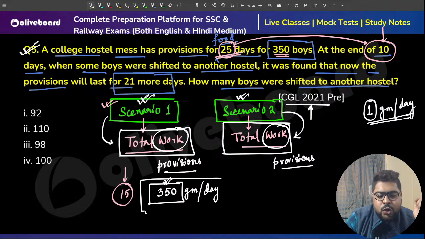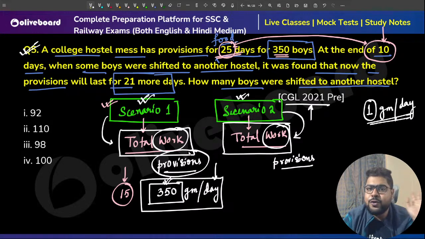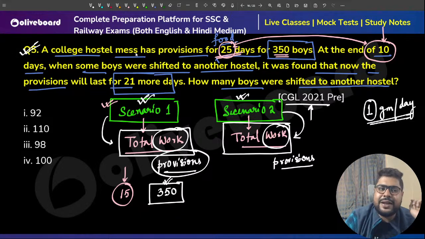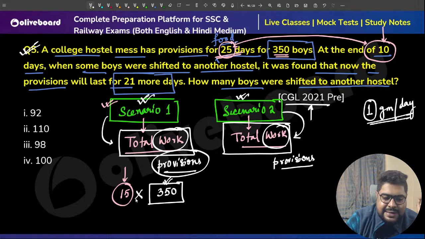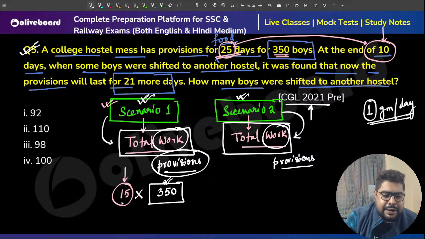Now this is not total. You see, this is per day. This is the food required per day. But I need total provisions. I need to figure out the total food. So I need to multiply this with the number of days, because that is the total food that they will consume. That is the total provisions that they will consume. 350 boys, every day they are taking 350 units or 350 grams of food, and they have the provision for 15 such days.